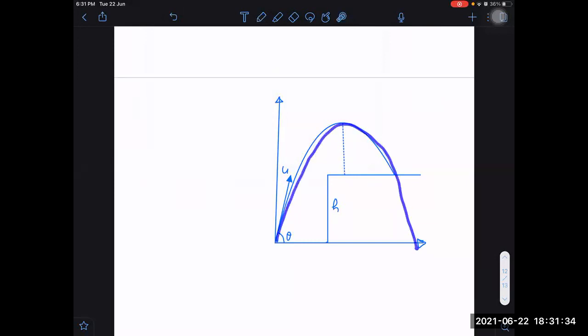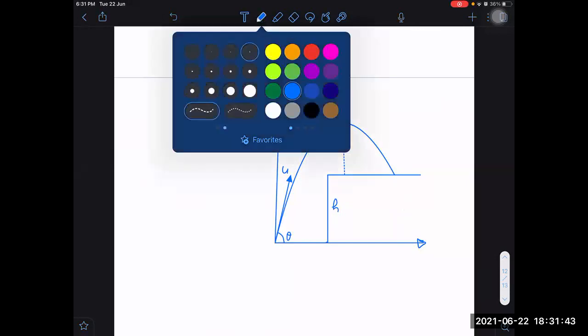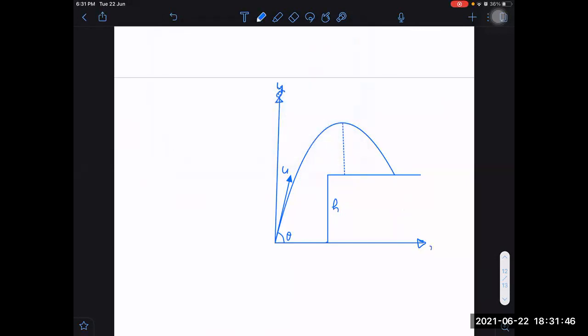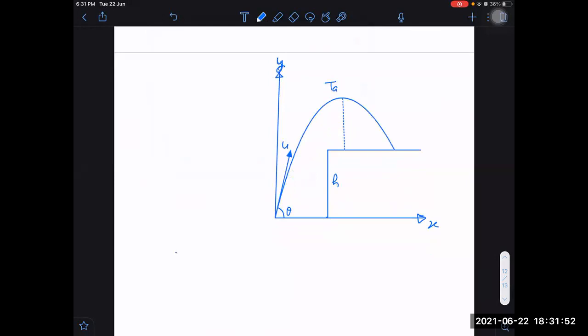It is less than 2u sin theta by g. First, tell me the time of ascent. It is u sin theta divided by g. Correct, because I have used the formula uy divided by ay. That is the time of ascent. It is not t1 by 2, because it is not symmetric. It is just the time of ascent.